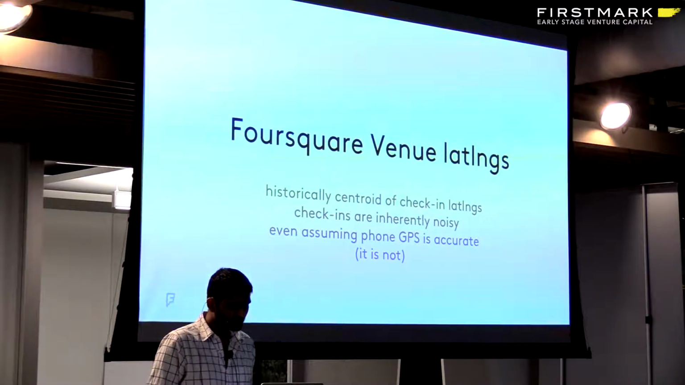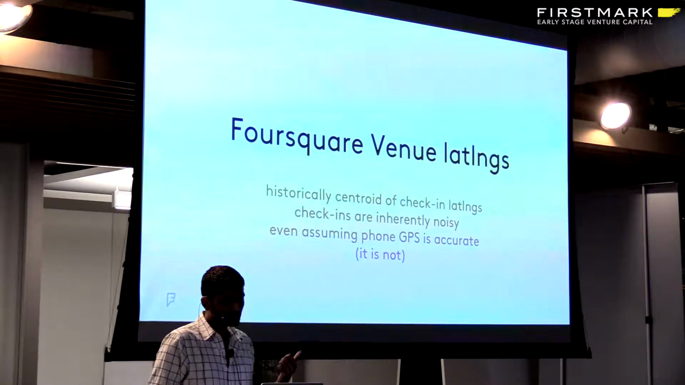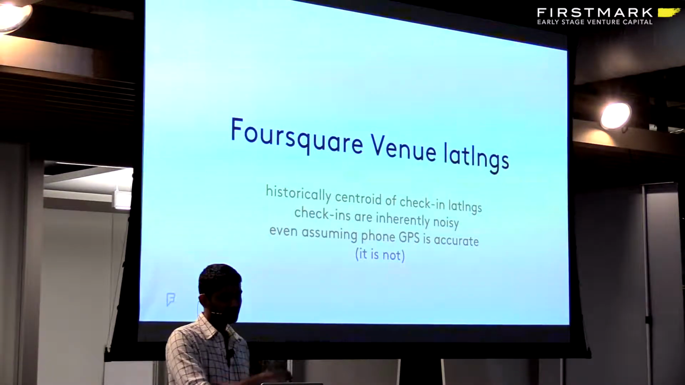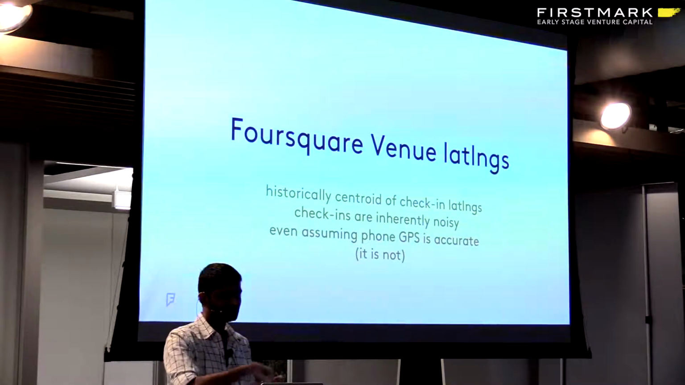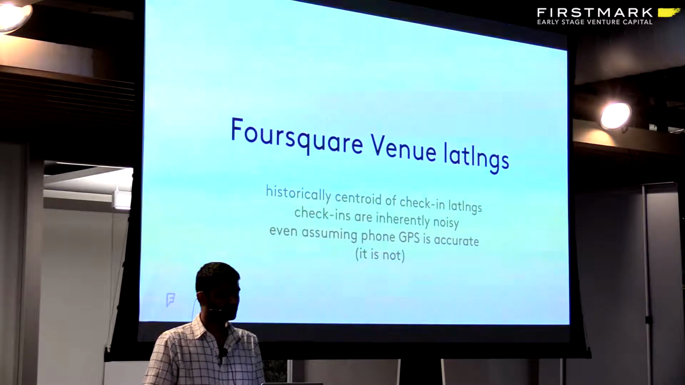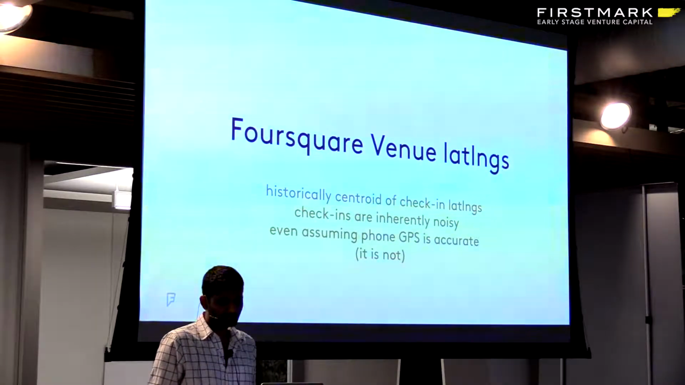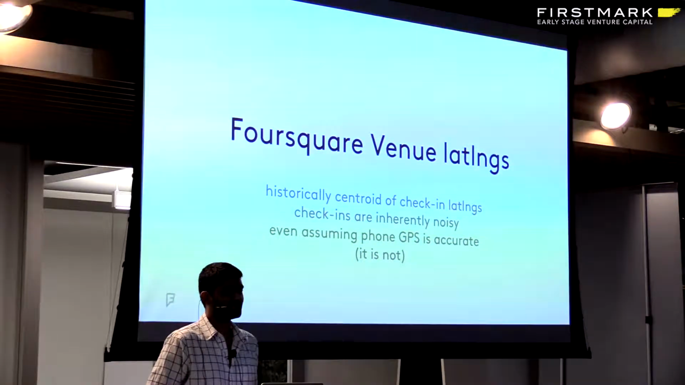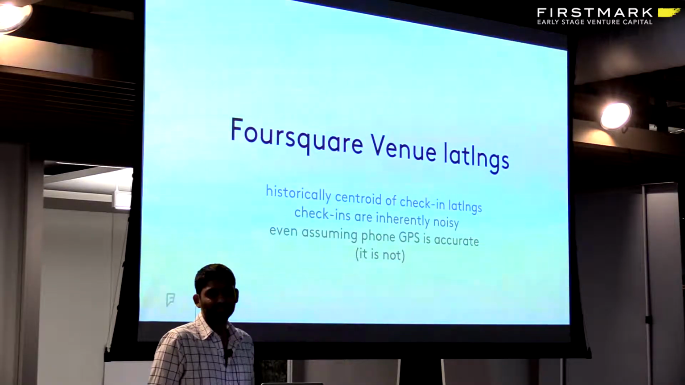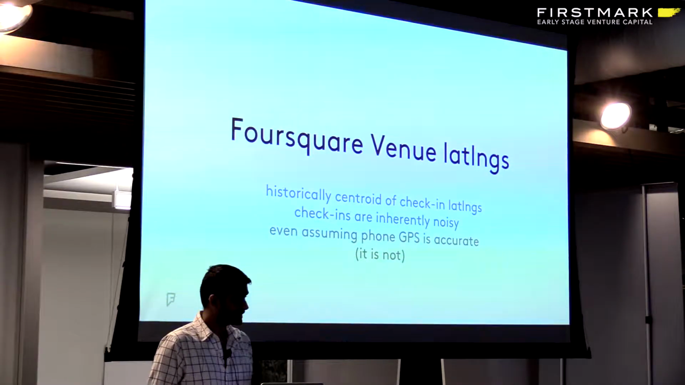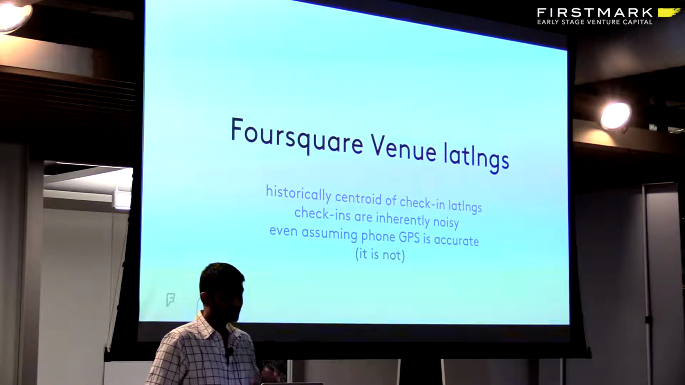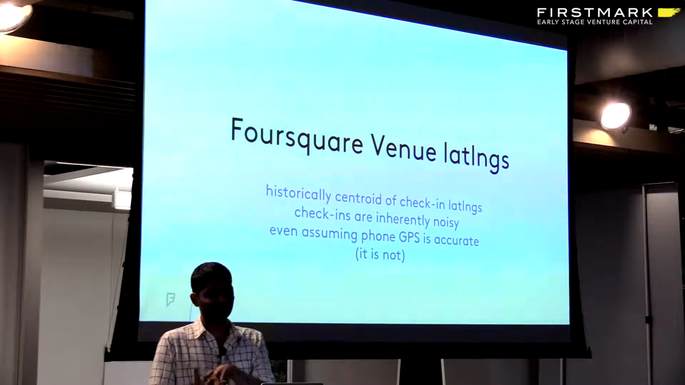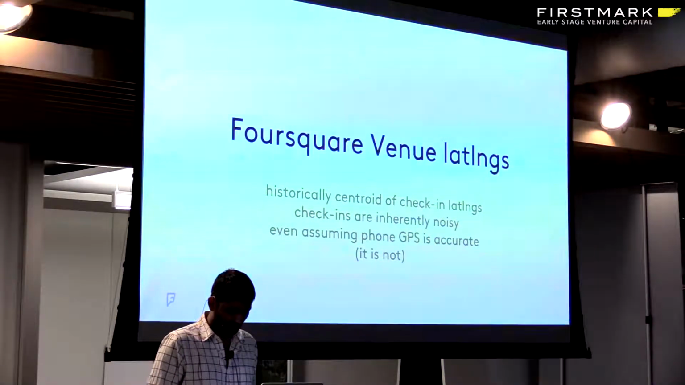and we want those lat longs to be as accurately placed as possible. So historically, we would try and determine the best lat long for a venue by periodically recomputing the centroid of the check-ins that a venue had received over time, and then just hope for the best. Now, the problem is that check-ins are inherently noisy. And I'm not talking about GPS accuracy because, I mean, that's a whole other problem. But even if GPS accuracy were to be perfect, which it is not, the problem is that the behavior that generates the check-ins themselves is noisy. So what do I mean by that?